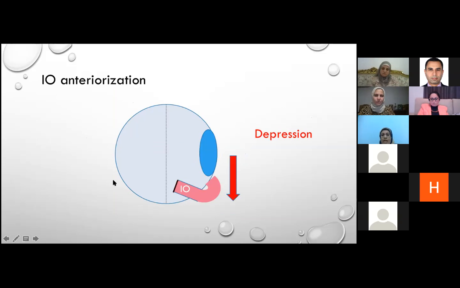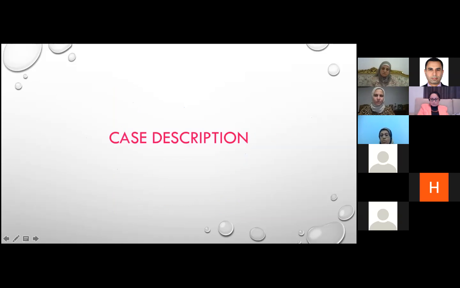If the inferior oblique is now inserted in front of the equator, it will depress the front of the eye and not the back of the eye. So its action would turn into depression.